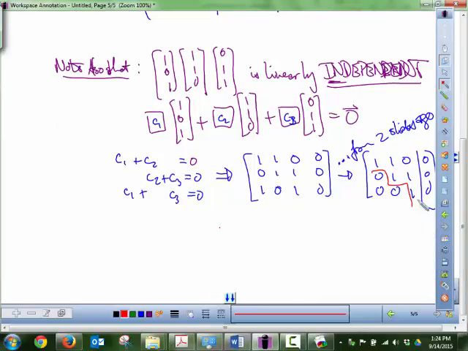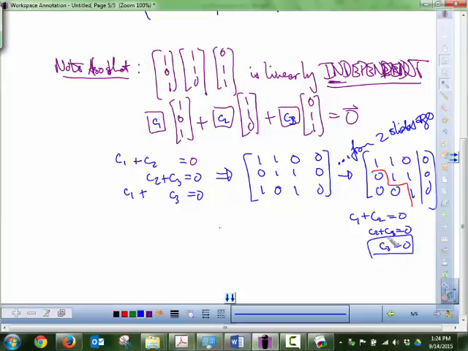And then from here, we can rewrite this as C1 plus C2 equal to 0, C2 plus C3 equal to 0, C3 equal to 0. And when C3 is equal to 0, you back solve. C2 is equal to what? C2 is also equal to 0, and when C2 is equal to 0, you back solve. C1 is equal to what? C1 is equal to 0. So the only possible solution you have there is when C1, C2, and C3 are all equal to 0. The only way you can get this to equal 0, so that's why it's independent.